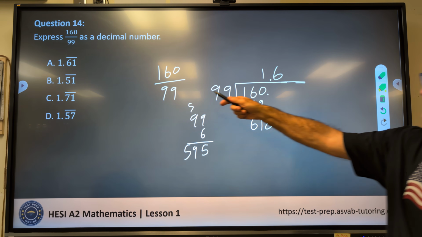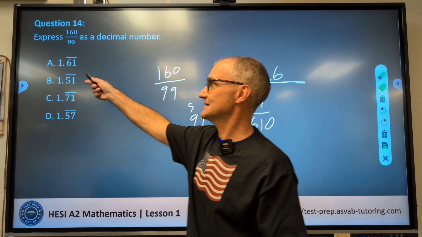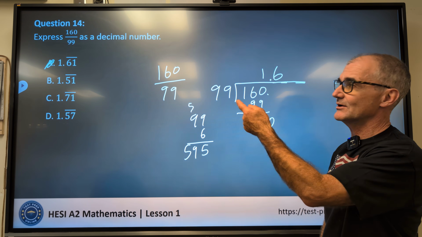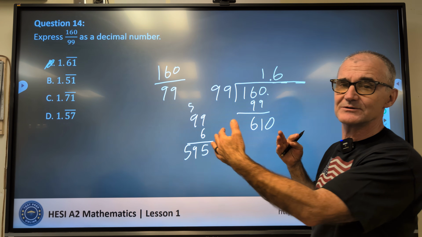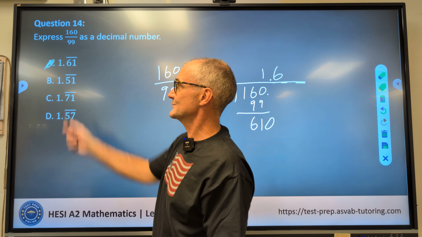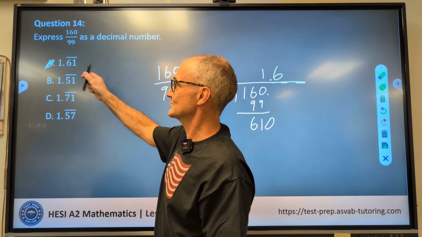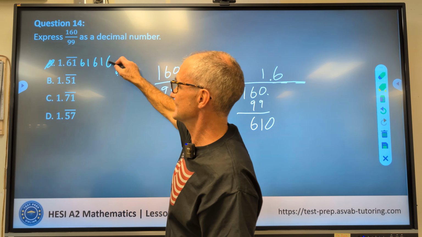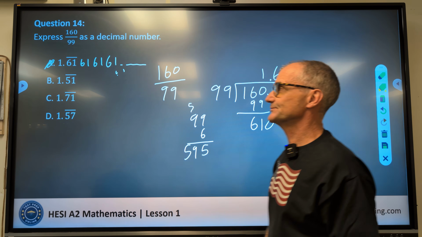The only one up there with a 1.6 is answer A. That's our correct answer there. Again, that bar over the top, not that you need to know what that is for this problem, but if you want to know what that means, it means these two numbers repeat. So 1.61 barred means 1.61, 61, 61, 61 onwards.